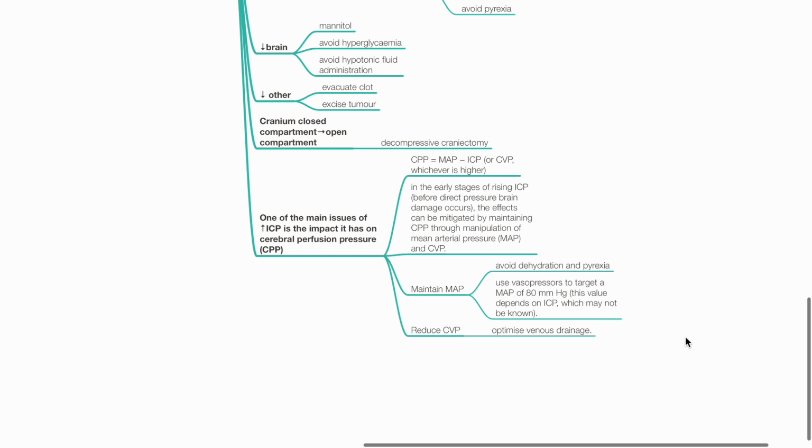In the early stages of raised ICP, the effects can be mitigated by maintaining cerebral perfusion pressure through the manipulation of MAP and CVP. MAP can be maintained by avoiding dehydration and pyrexia and use of vasopressors to achieve a target MAP of 80 mmHg and above. CVP can be reduced by optimizing venous drainage, as described above.